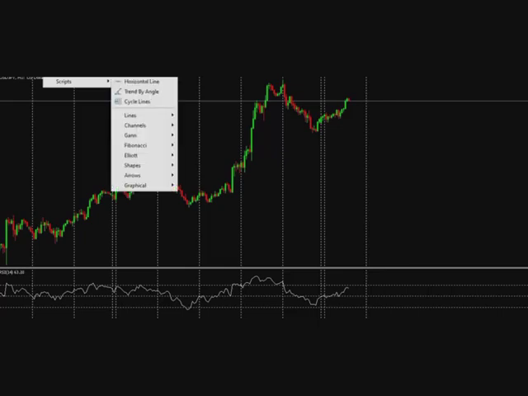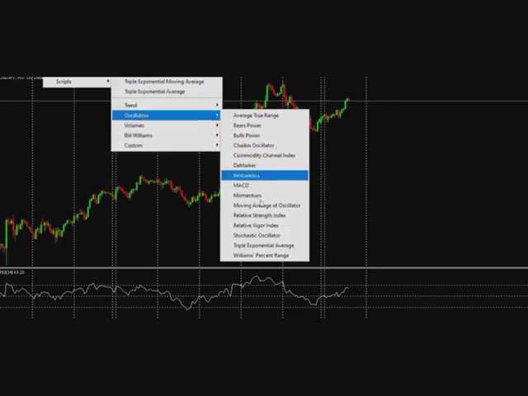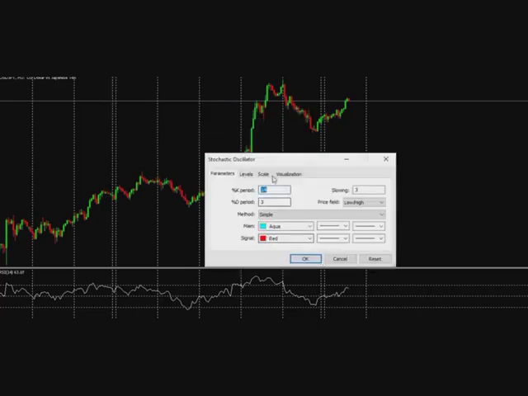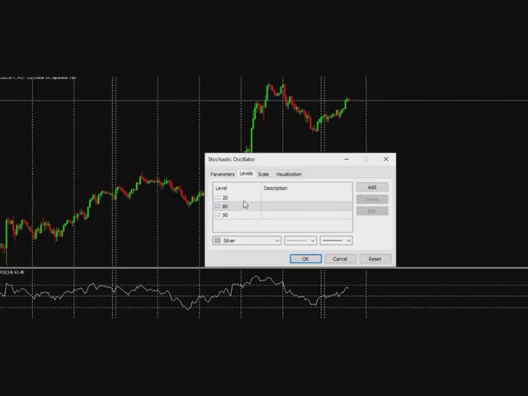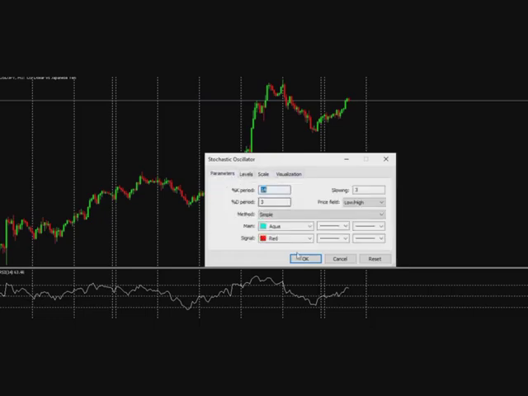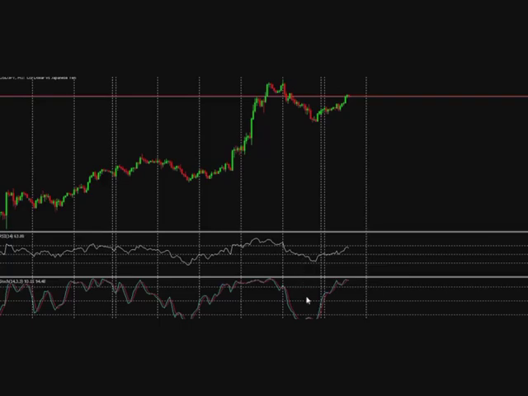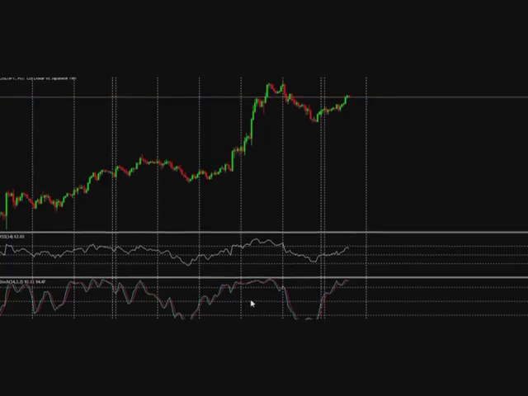Now to add the Stochastic Oscillator, you move over to the Insert tab, click on Indicators, click on Oscillators, and there you have your Stochastic Oscillator. For the Stochastic Oscillator, we're going to be working with a percentage K period of 14, percentage D period of 3, and we're changing the main color to aqua and the signal color to red. And then we ensure that the levels are on levels 20, 50 and 80. There you have your Stochastic Oscillator on the screen.